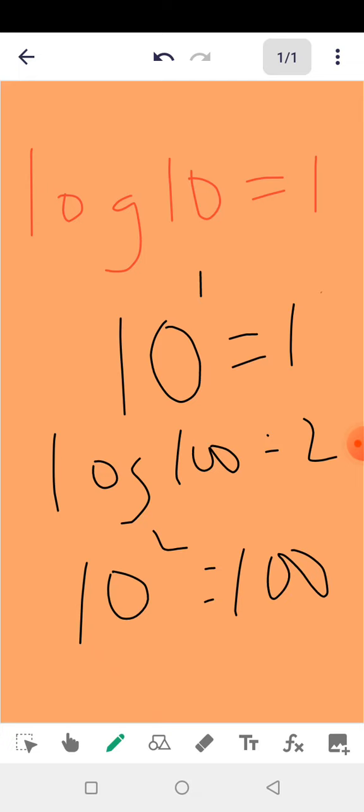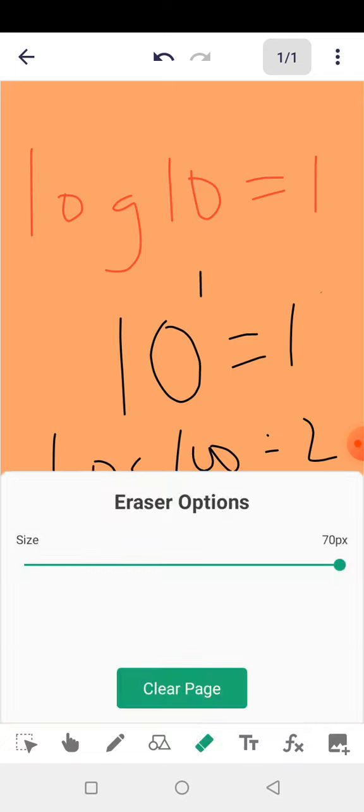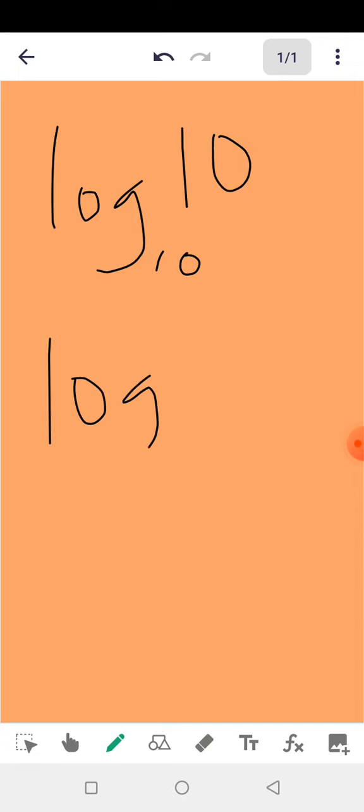Well, we can actually generalize what I've written here. But before I do the generalization, I would like to quickly emphasize something. When I wrote log 10, I didn't write the base of that logarithm. By definition, log 10 can be written as log 10 base 10, and log 100 can be written as log 100 base 10.